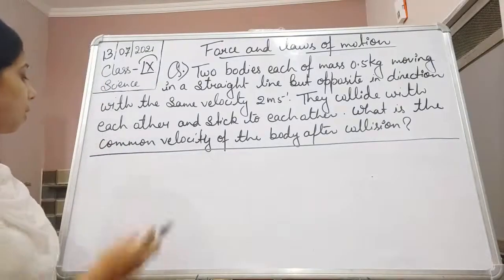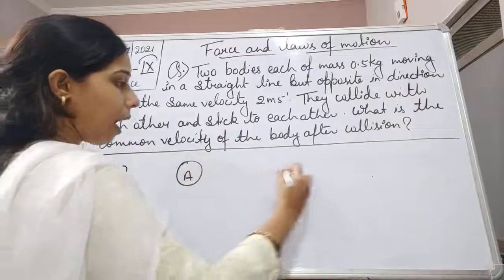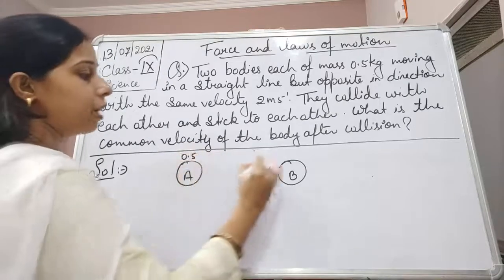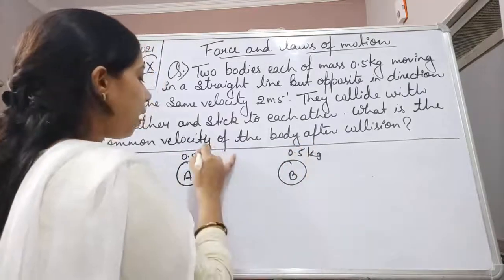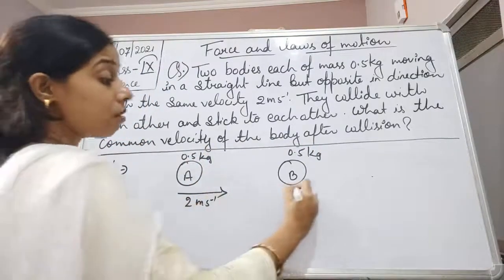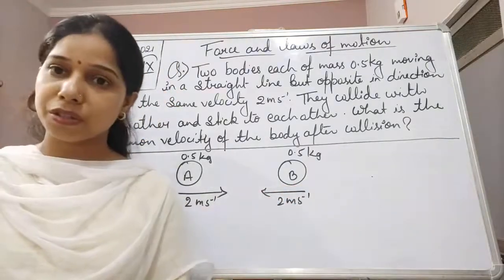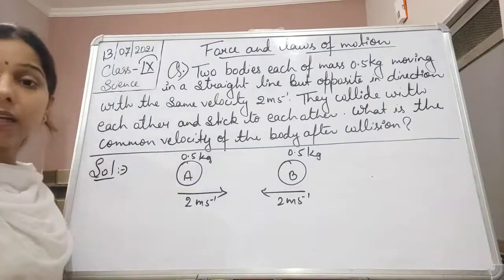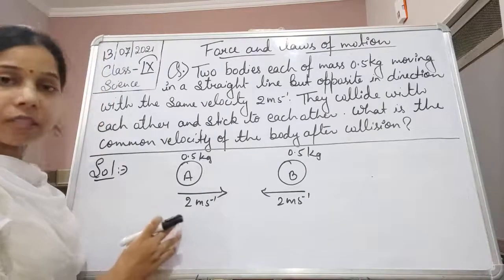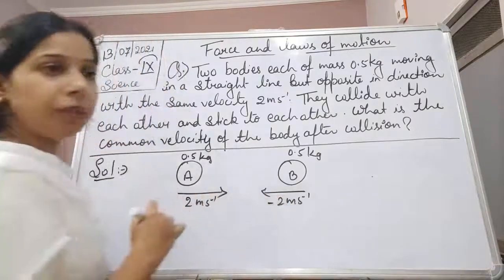Let me explain what it means. An object is there, suppose it is A, and then another one is B. Both of them have the same mass, 0.5 kg, and both are moving with the same velocity. If this one is moving with 2 meters per second, this is also moving with 2 meters per second. But they are moving in opposite directions, not in the same direction. So if one velocity is 2 meters per second, the other velocity will be minus 2 meters per second.